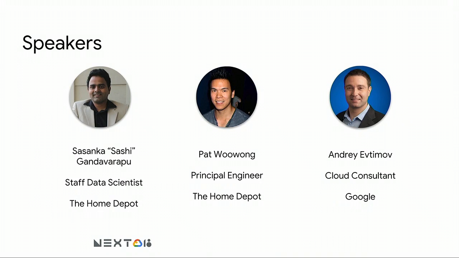So the agenda for today is we are going to talk about an interesting use case that we've been working on in Home Depot for solving a classic retail problem. So we're going to lay out what the problem is, what the business context is, and then talk about the possible solutions we had, which one we picked, and the technical challenges and lessons learned. So again, my name is Sashi Gandavarpu. I'm a data scientist on the Home Depot team. With that, I'll hand over to Pat, let him introduce and kick it off.